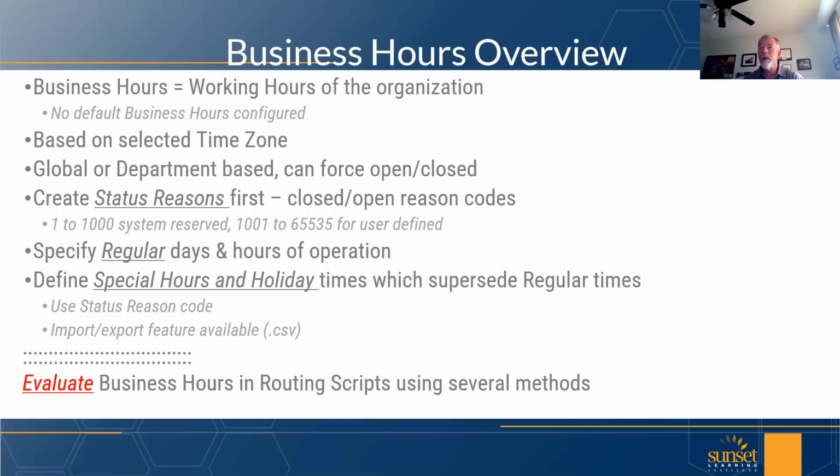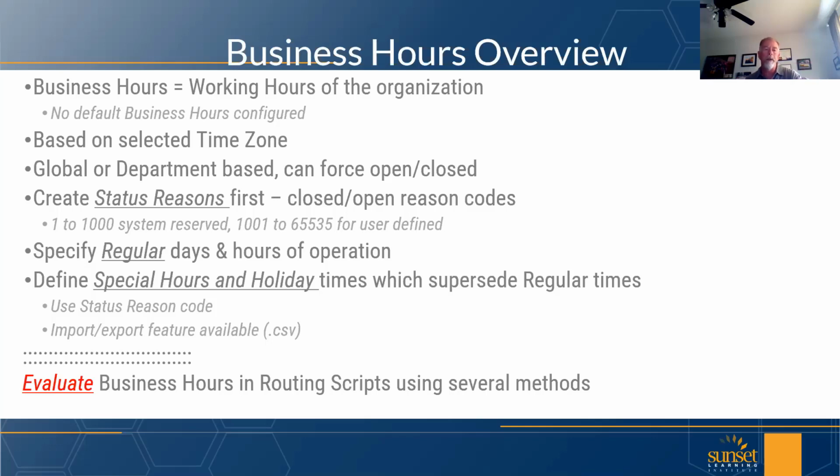I'm using terms here you'll actually see in the configuration. Status reasons is a term you'll see. Regular days and hours of operation is a term you'll see in the configuration. Your regular days are Monday through Friday, 8 a.m. to 5 p.m. That's what we normally work, or 24/7 or 24/5.5. We'll show you some examples. And then after that, you define special hours and holiday times, which will supersede your regular times.